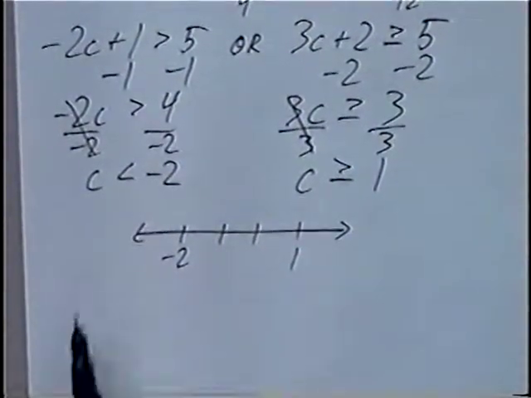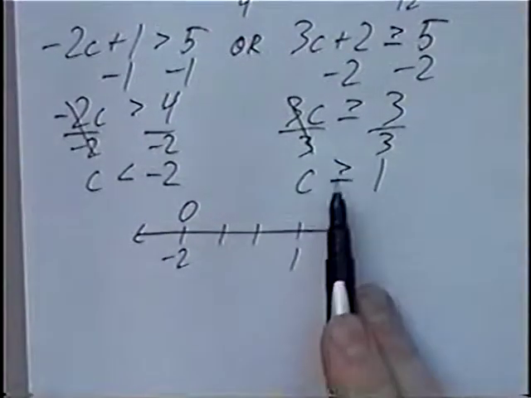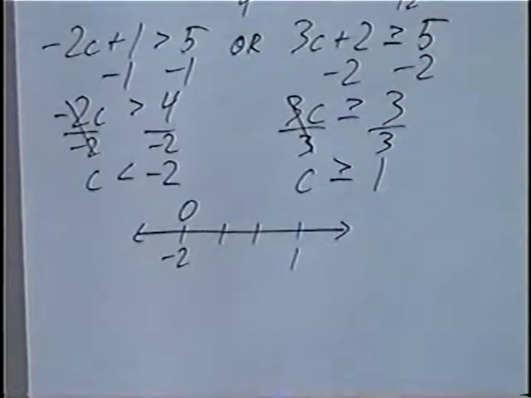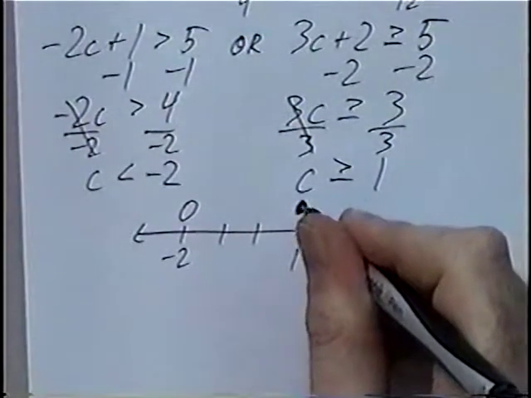C is less than negative 2. Less than would be an open circle. C is greater than or equal to positive 1. The or equal to makes a closed circle for positive 1.